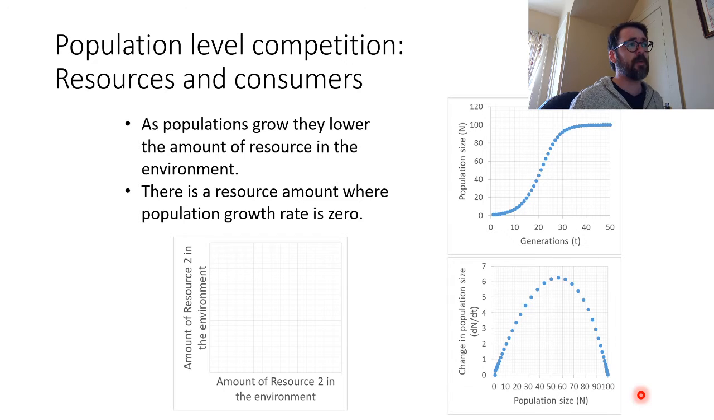And so, in fact, this is what ecologists often do, right? As populations grow, they lower the amount of resources in the environment, and what we can look for is a resource amount where population growth rate is going to be 0, and that as plants approach their carrying capacity, they're going to have drawn the resources down to that level.